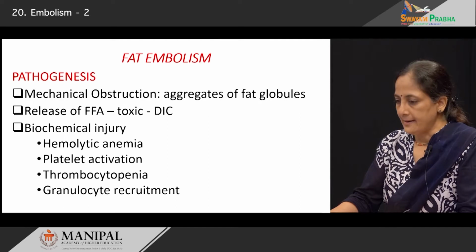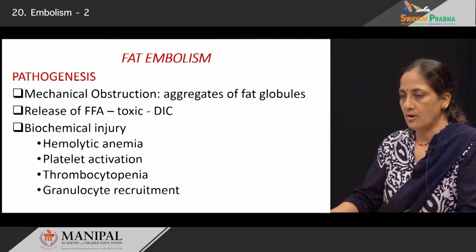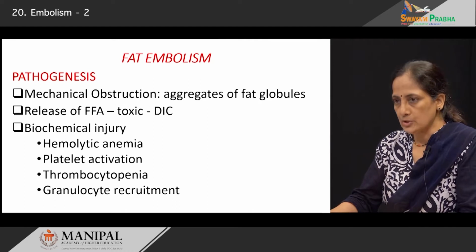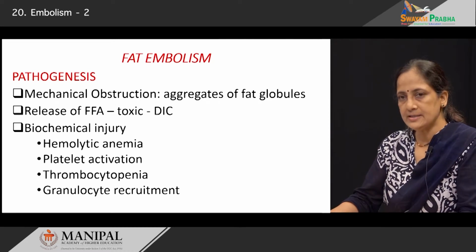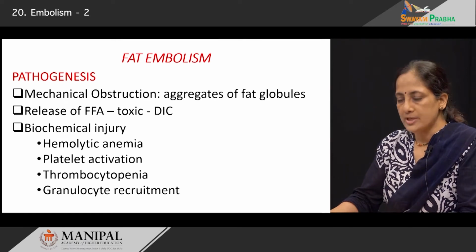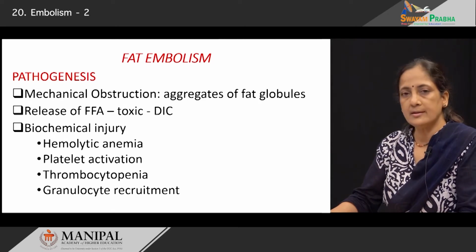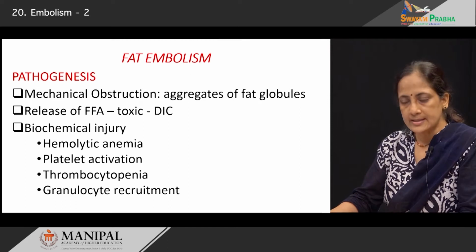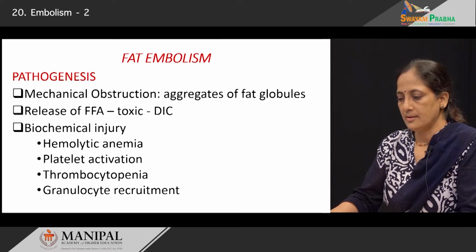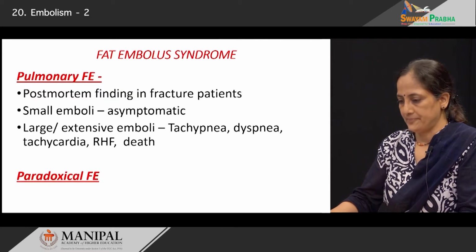The fat globules aggregate and cause mechanical obstruction of blood vessels. Also, lipases in circulation release free fatty acids which are toxic to the endothelial cells and in turn promote disseminated intravascular coagulation. So, in addition to the mechanical obstruction, biochemical injury also results, and this in turn promotes hemolytic anemia, platelet activation resulting in thrombocytopenia, also granulocyte activation and oxygen free radical injury.